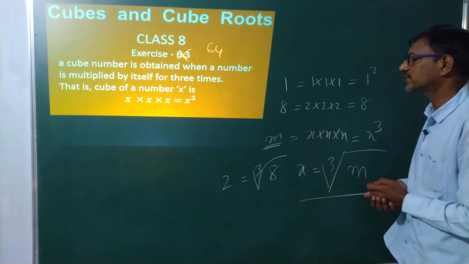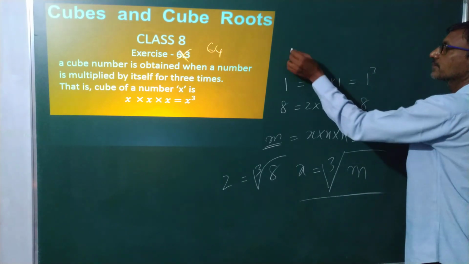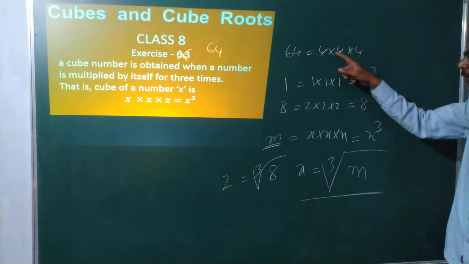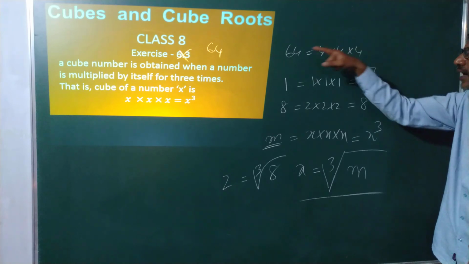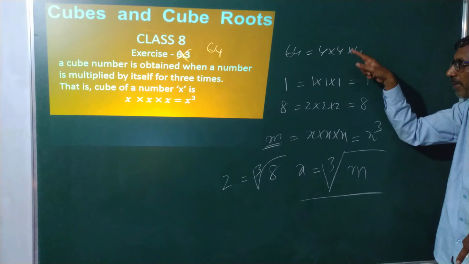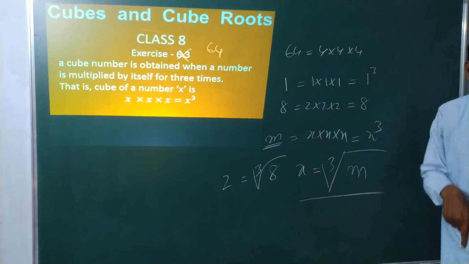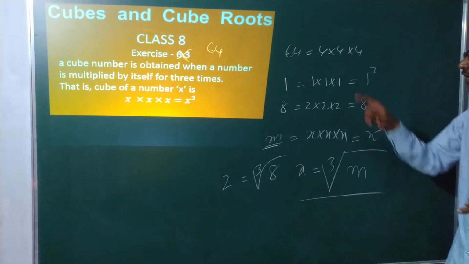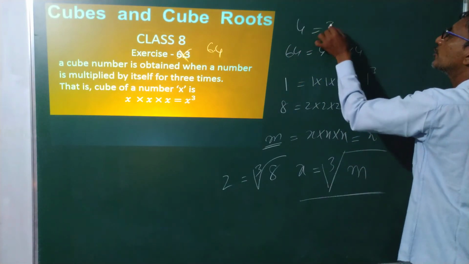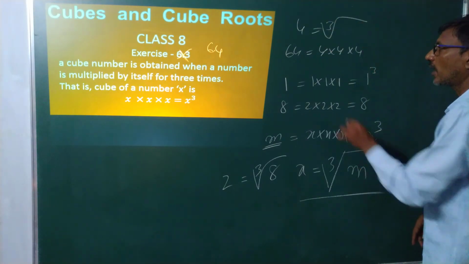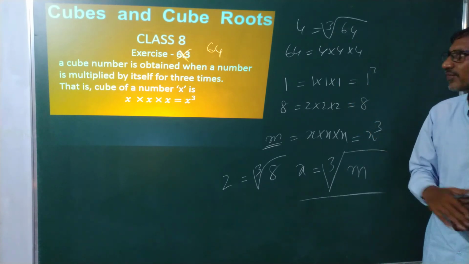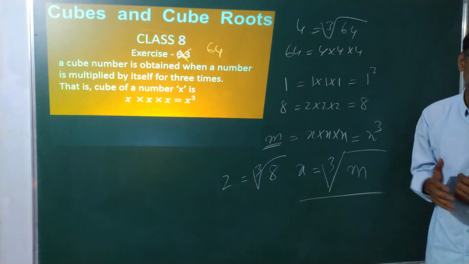Similarly, we will try 64. 4 into 4 into 4. 4 fours are 16, 16 fours are 64. See here, a number is multiplied by itself 3 times is called a cubic number. Therefore, 64 is a cubic number and 4 is the cube root of 64. Just the inverse, the cube root of 64 is 4.